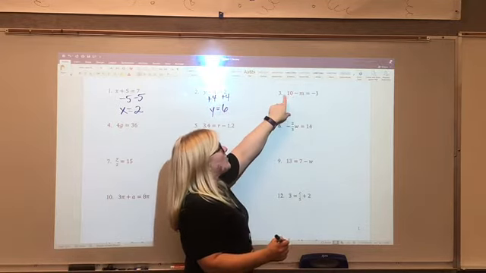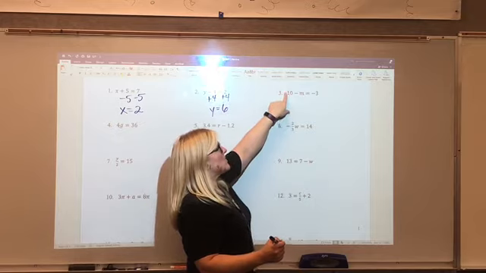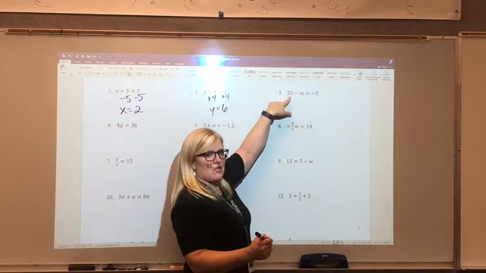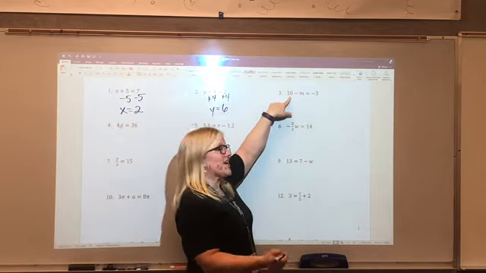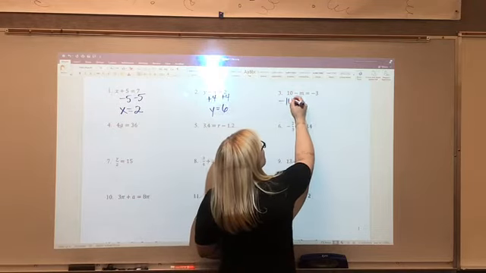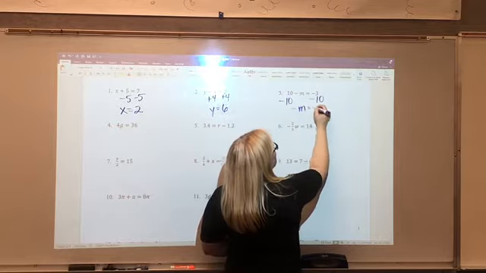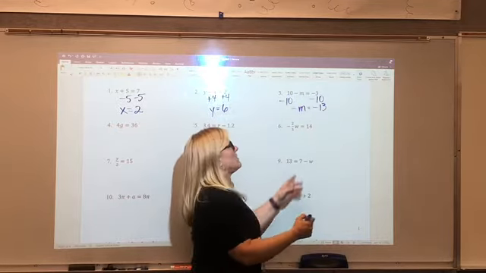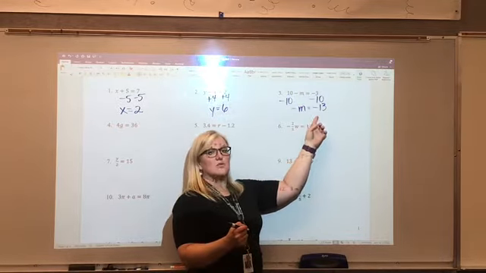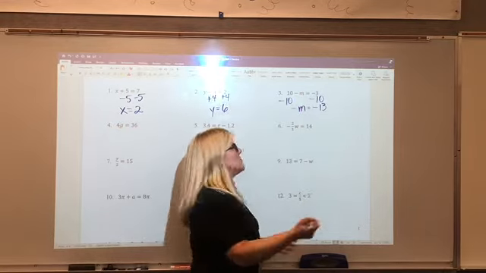Over here, I know it doesn't look like it because there's no plus in front of it, but 10 is actually positive. So I need to subtract 10 from both sides to get rid of that 10. And then I have negative m equals negative 13. Well, if negative m equals negative 13, then m is 13.